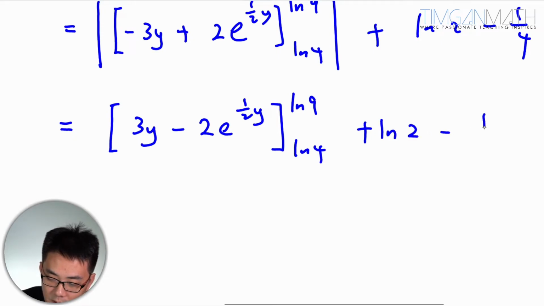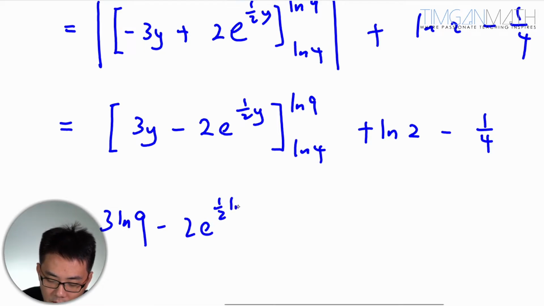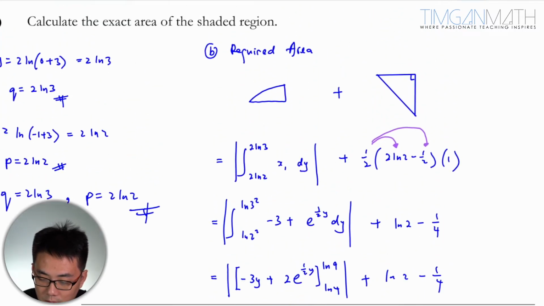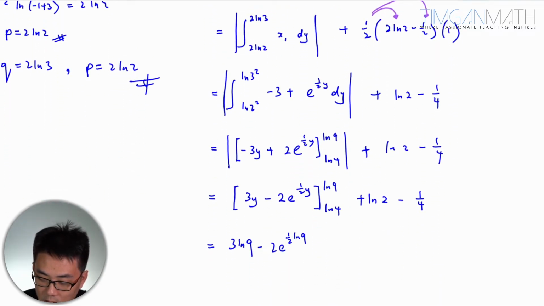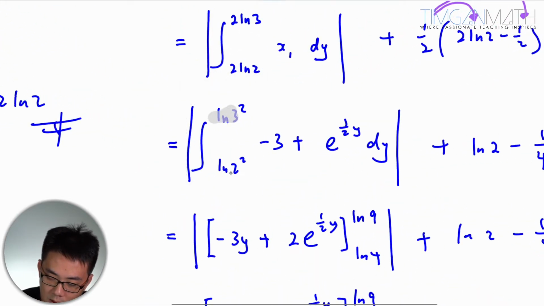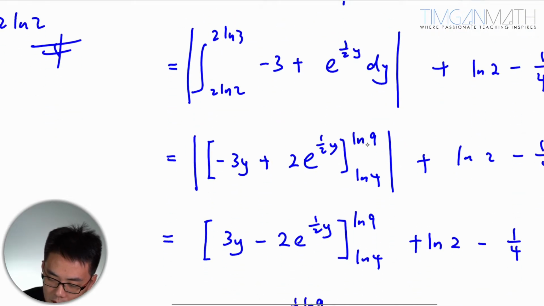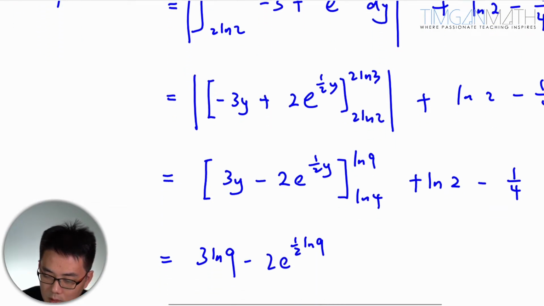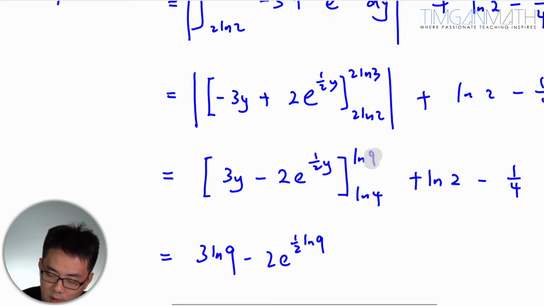Then we can quickly evaluate this. Plus ln 2 minus 1/4. This will be 3 ln 9 minus 2e to the half ln 9. Well, actually we could just put a 2 there because it's half. Maybe I should just leave the 2 there. The upper limit is 2 ln 3, the lower limit is 2 ln 2.